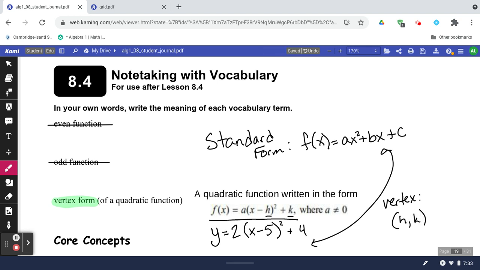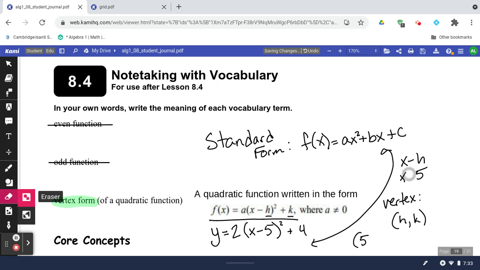Meaning, this number that's right here inside the parentheses with your x, that is going to be the opposite of that number, okay? Because this is where it gets a little tricky. It's x minus h. It's saying x minus 5. That means that in this example, my vertex, that x value would just be plain 5. It's saying x minus h. So if I have x minus 5, my vertex is just 5.